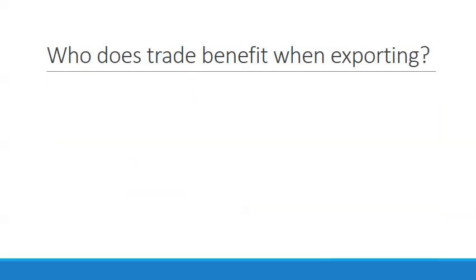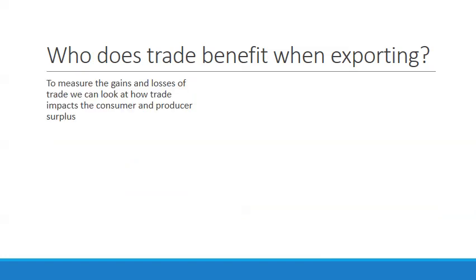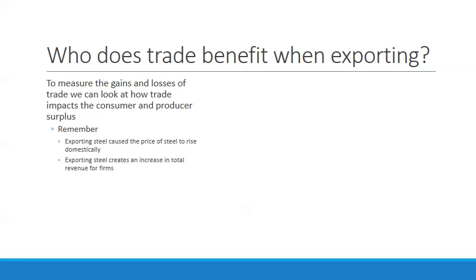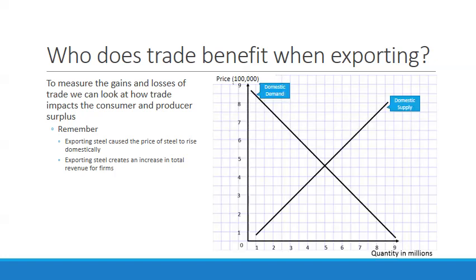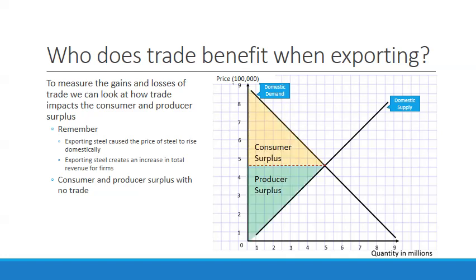So who does trade benefit when exporting? To measure the gains and losses of trade, we can look at how trade impacts the consumer and producer surplus. Remember that exporting steel causes the price of steel to rise domestically, and exporting steel creates an increase in total revenue for firms. When we pull it up, we have our domestic supply and our domestic demand, and at our equilibrium, the consumer and producer surplus with no trade looks like this, which is what you've seen before.